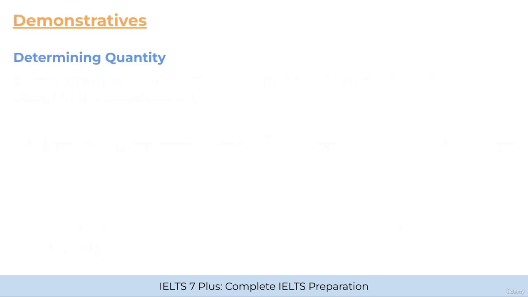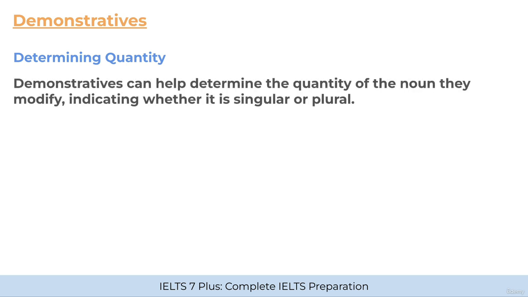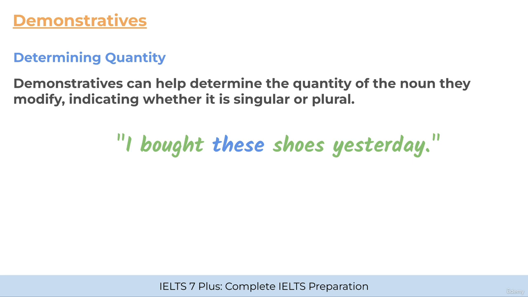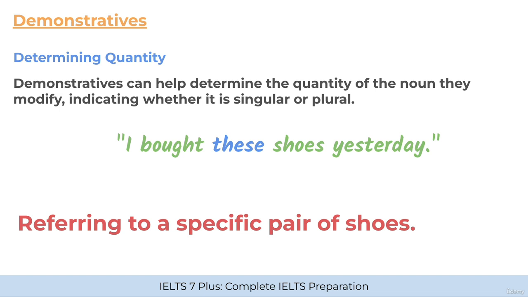Okay, another way we can think about demonstratives, they can determine the quantity or the number of the noun. So they indicate whether they are singular or plural. I bought these shoes yesterday. If you wanted to make it singular, I'm not sure you would with shoes, but you could say, I bought this shoe yesterday. So now the speaker, without having to explicitly say, it's understood that it's just one shoe. But here it's understood that it's more than one, more than likely. So a pair of shoes here.